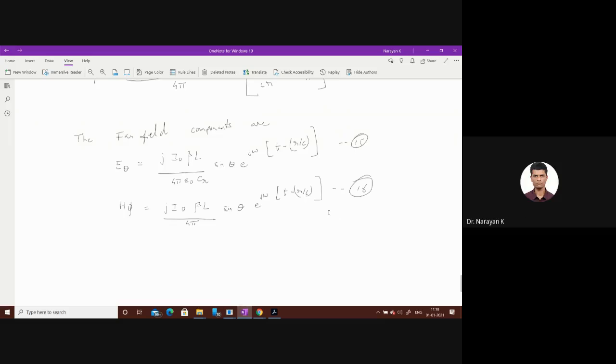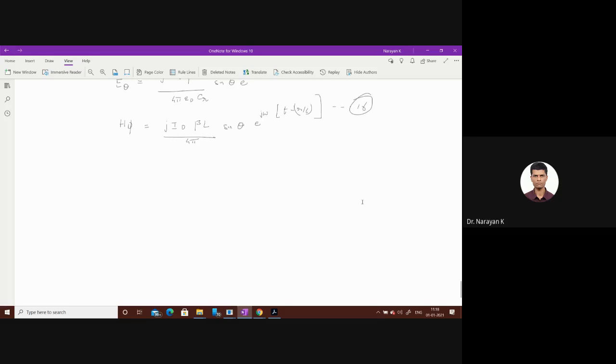I'll tell you the significance of the field components. Before that, please write down E theta by H phi is equal to square root of mu naught by epsilon naught. This is equal to 377 ohms. This is also equal to the intrinsic impedance Z naught. That much if you write, it's more than sufficient.